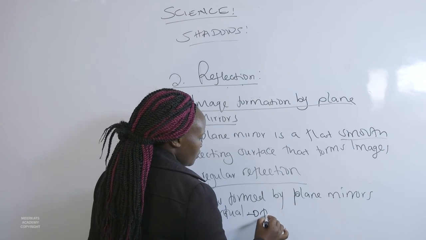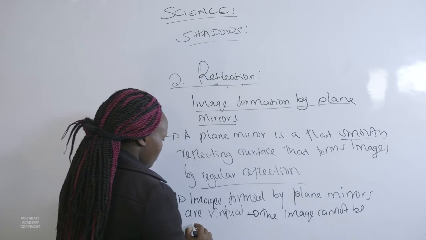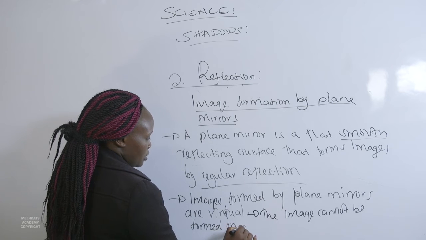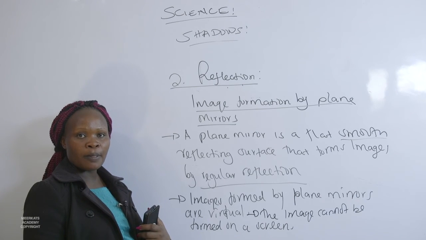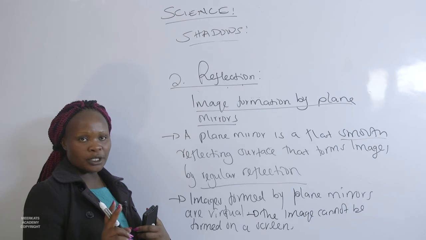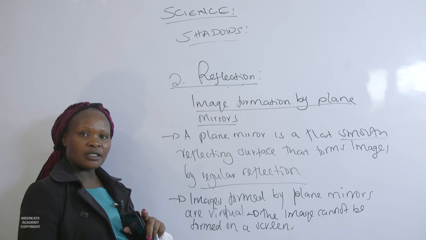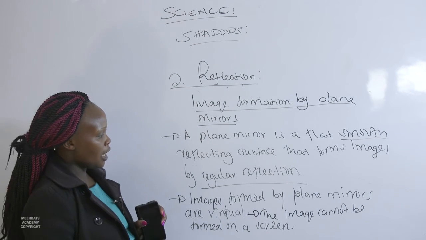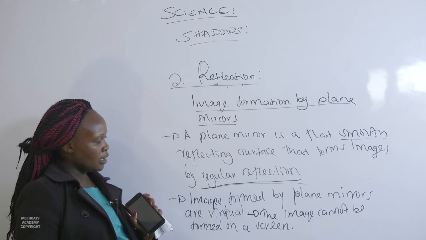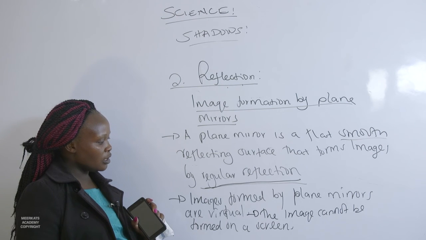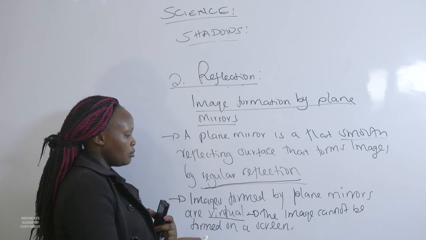Virtual means that the image cannot be formed on a screen. The image can actually not be formed on a screen. Therefore, we need to note that a plane mirror is actually smooth. For that reason, any result that comes from a plane mirror has to be as a result of regular reflection of this wave that we are calling light. Though, after reflection, the rays do not meet. They only appear to come from a certain point. And for that reason, we take the images to be virtual.